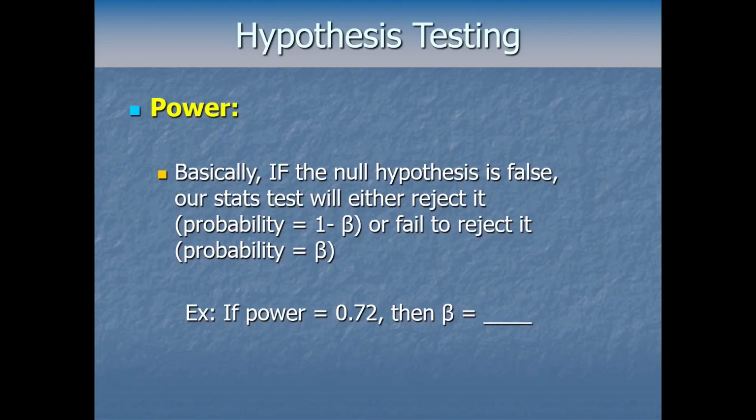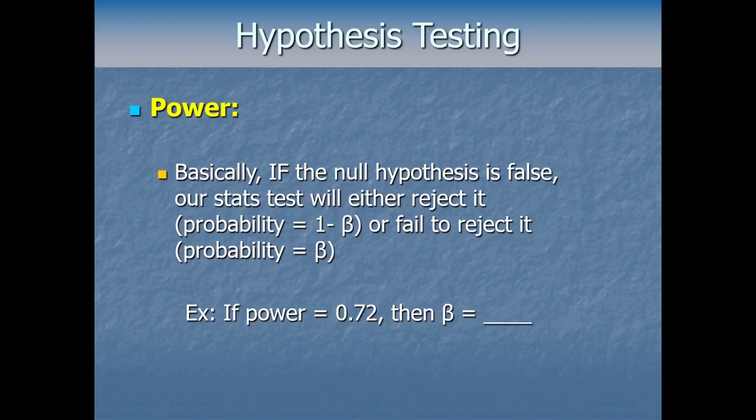So just to test yourself here, if I calculated the power in my study at the sample size I'm using, I calculate the power to be 0.72, then what is beta? What's the probability of a type 2 error, of a false negative? So pause and answer before moving on.